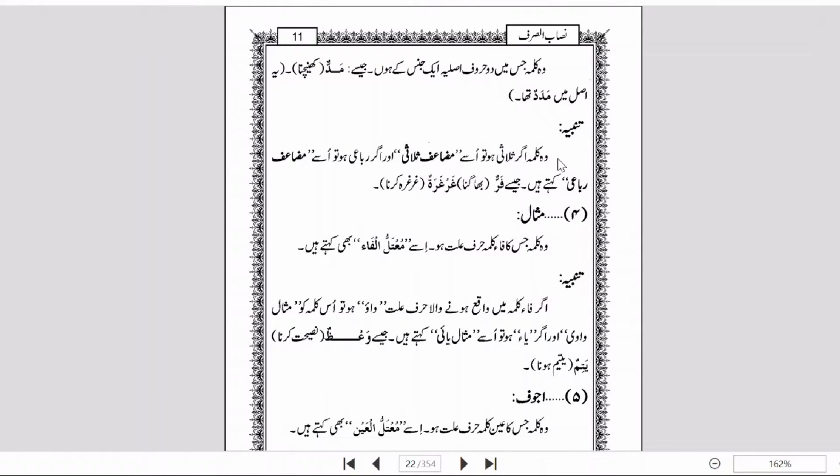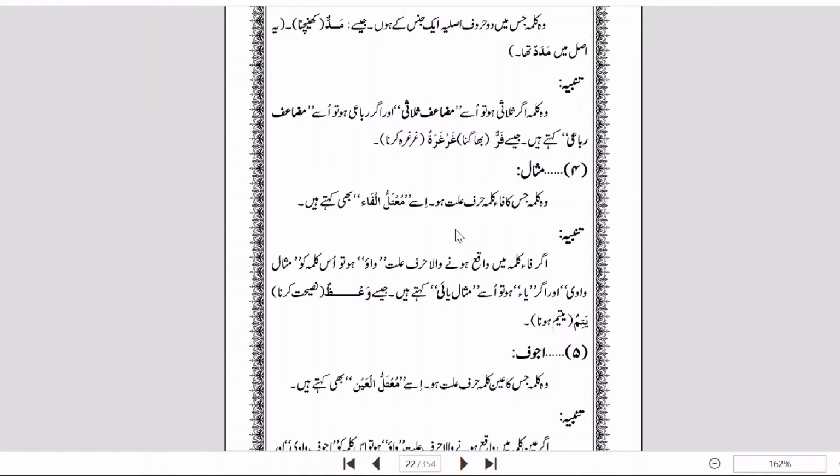If the mudaf kalima is sulasi, it is known as mudaf sulasi. And if it is rubai, it is known as mudaf rubai. Like farrun, because there will be two ra here, and they became merged, it became farrun, meaning to run, and gharghara, to gargle.